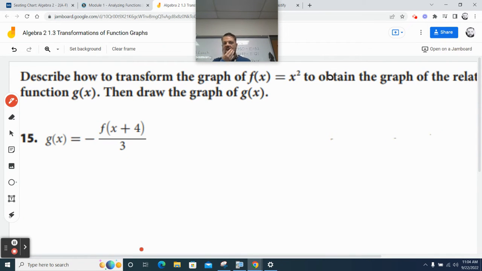Yeah, help yourself. So this one says, describe how to transform the function f of x equals x squared to obtain a graph relative to the function g, and then we've got to draw it. So we're doing some stuff here. All right, so we want to try to figure out what this looks like.